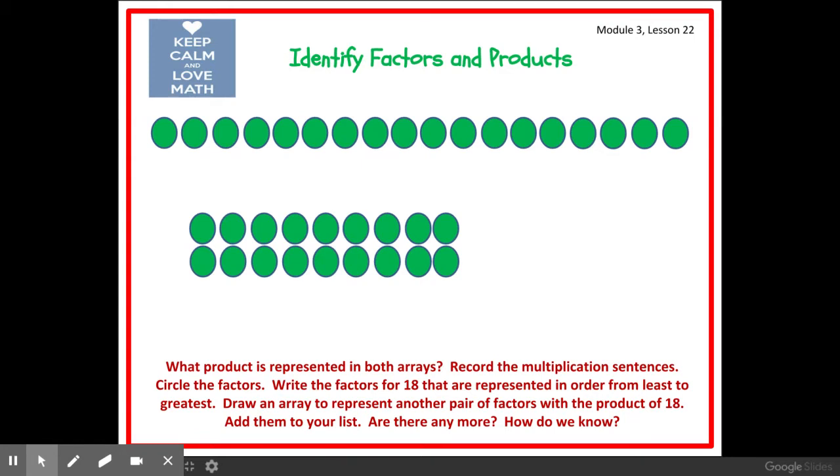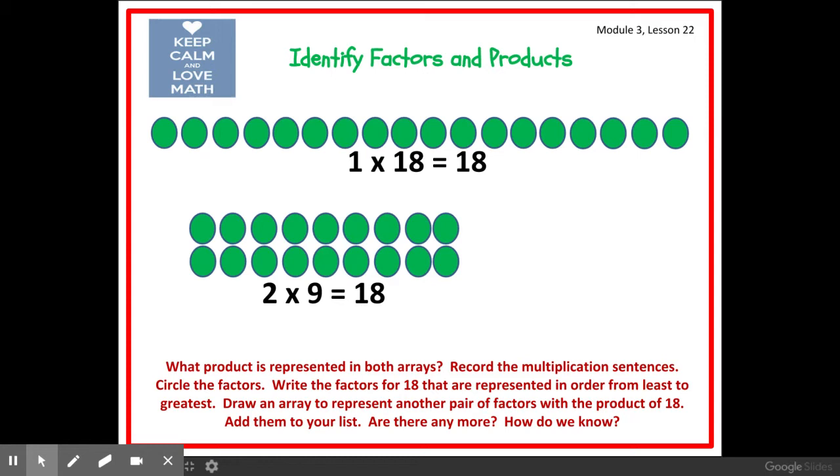Okay, so in the top one, it is one group of 18 equals 18. There are 18 dots total, they're all in one row, and that makes 18. In the next one, we have two groups of 9, 2 rows with 9 dots in each, and that also makes a total of 18. So they both make the same product.